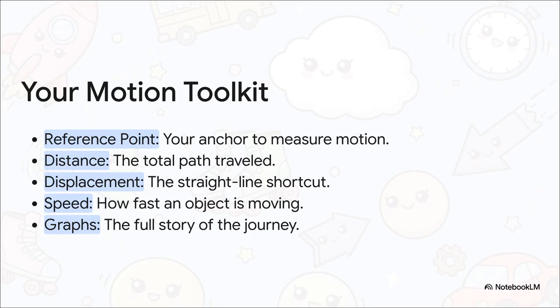And there you have it. That's your complete motion toolkit. Let's do a quick recap. You've got your reference point, which is your anchor. You've got distance, the total path you travel. You've got displacement, which is the straight line shortcut. Then there's speed, which tells you how fast you're going. And finally, graphs, which tell the whole story of the journey.